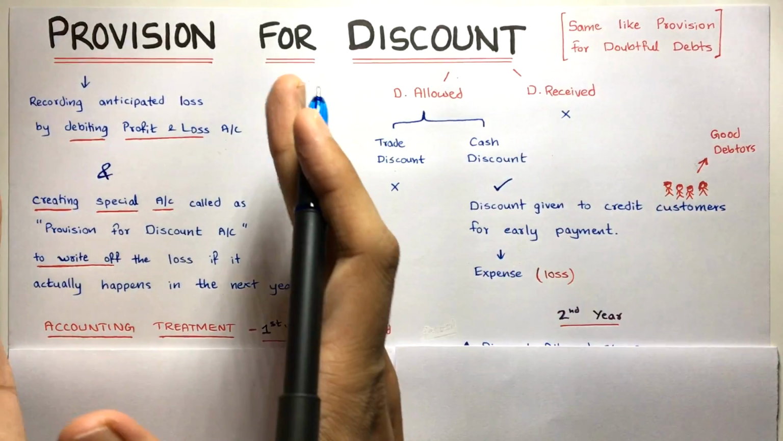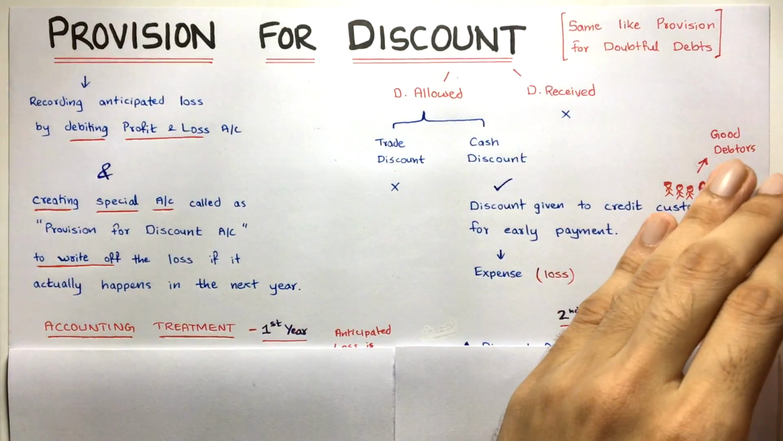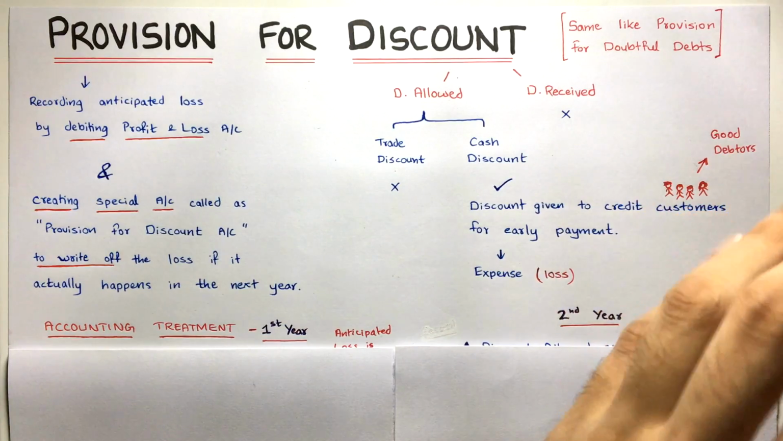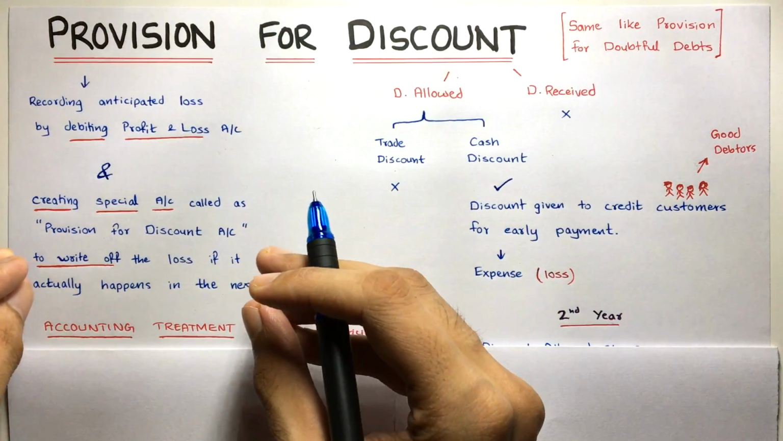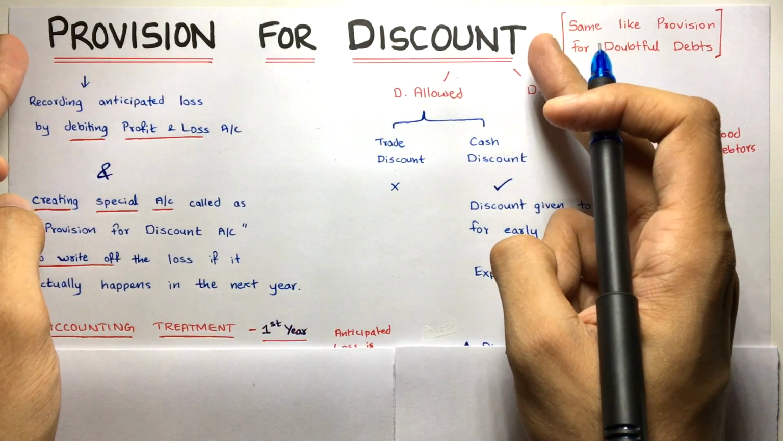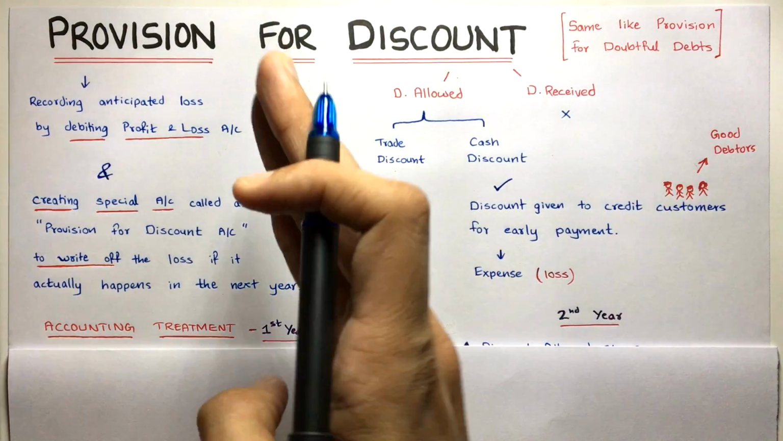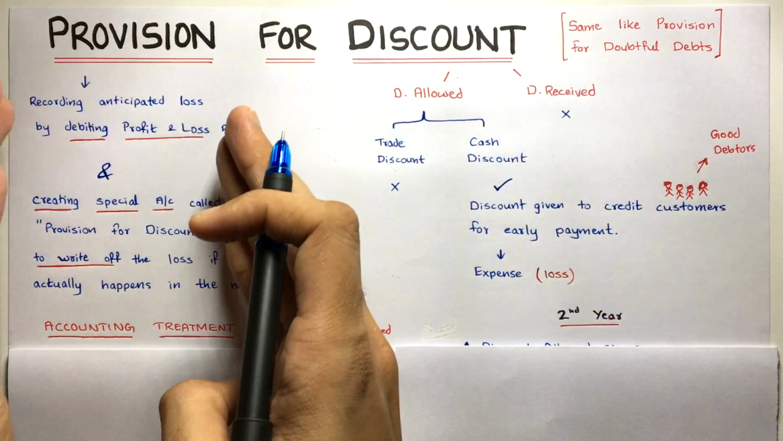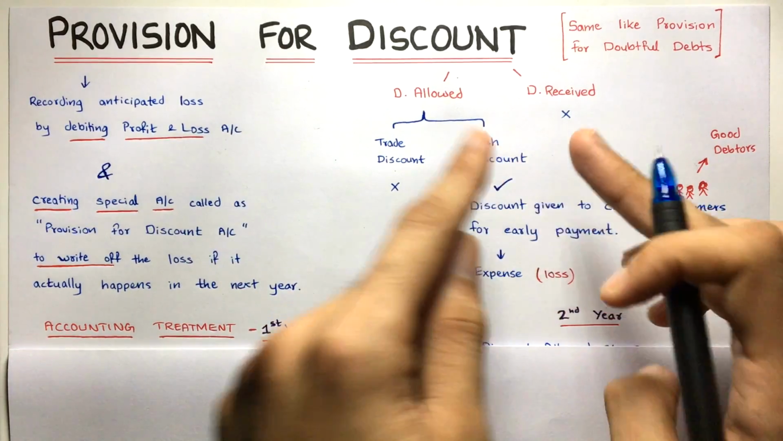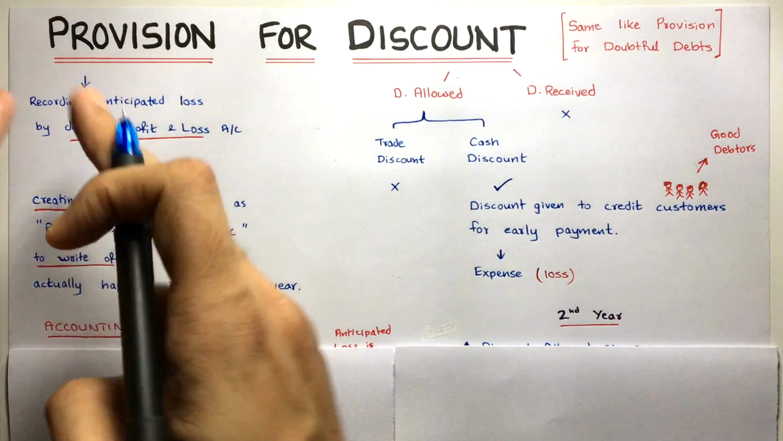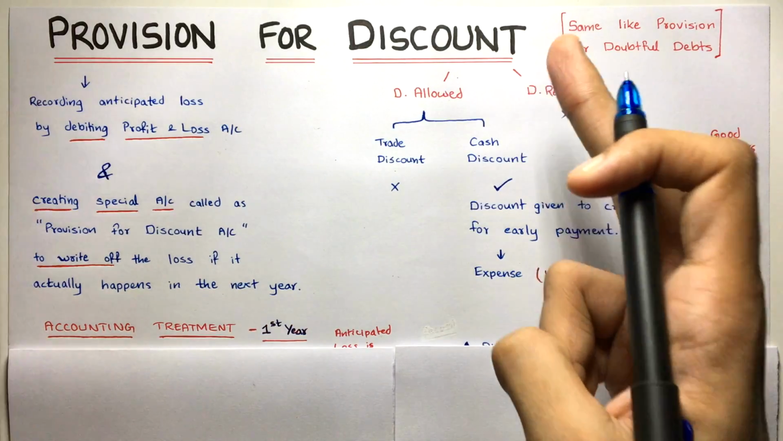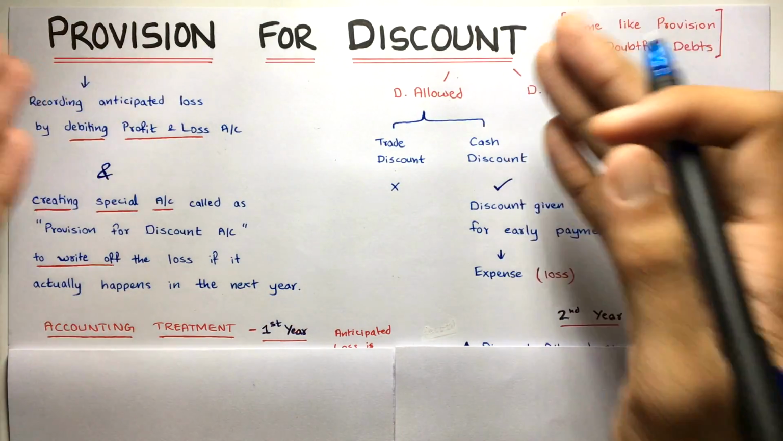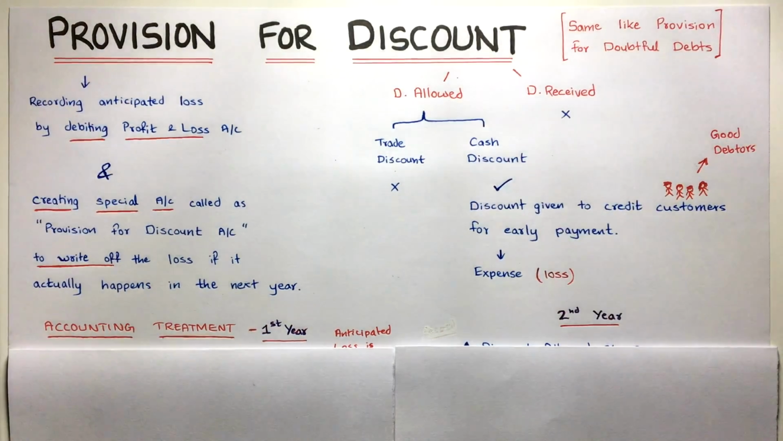Yeah, in the year when we were expecting that bad debts may happen, that is why we are recording the loss right now only, and we are creating a special account called provision for doubtful debts account, right? Similarly here, we are expecting that in the next year we'll have lots of discount allowed, so we are recording that loss right now only, and we are creating a special account called provision for discount for debtors or provision for discount allowed account. Okay, you can call different names, it doesn't matter.